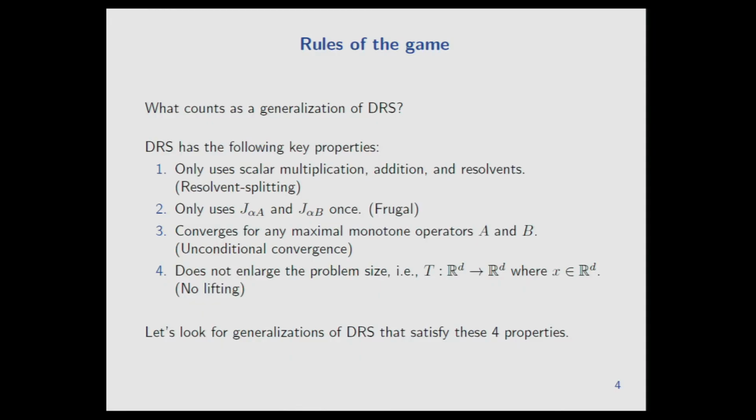Property number three: given any maximal monotone operators A and B, the only condition is that A and B are maximal monotone. The step size alpha can be any positive number. So the DRS iteration converges unconditionally. Let's call this property unconditional convergence. Property number four: DRS does not enlarge the problem size. Here's what I mean precisely by that. The fixed point mapping T is from R^d to R^d, where the original problem size is in R^d dimensions. Another way to understand this is that DRS does not make any copies of the original variable. Let's call this property no lifting. And this will actually be the essential property in this analysis.